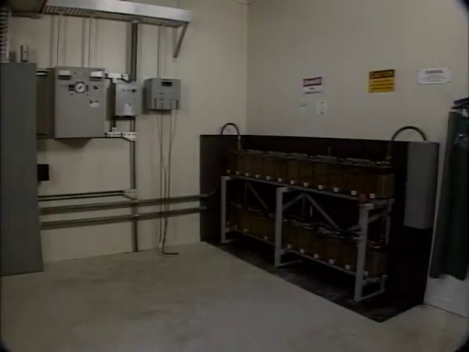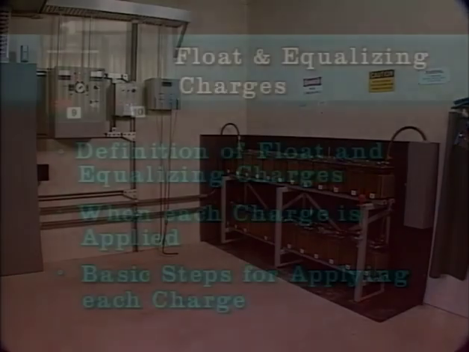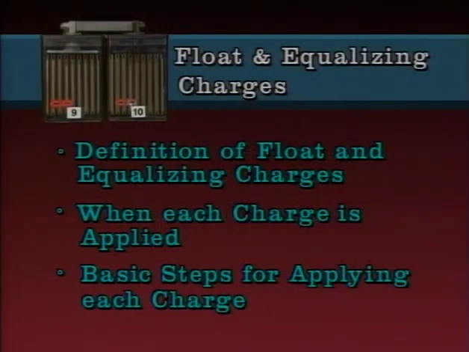The previous part of this program looked at the freshening charge that's applied to wet charge cells before they're put into service. This part of the program will look at two other common types of charges that are typically applied to substation batteries. These are the float charge and the equalizing charge. The key points that will be covered include the definition of float and equalizing charges, when each charge is applied, and the basic steps for applying each charge.